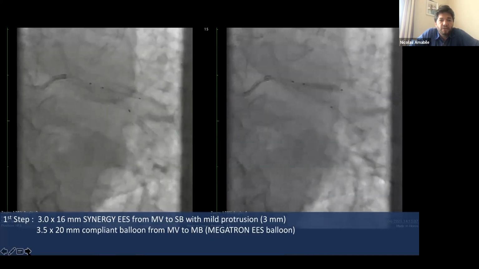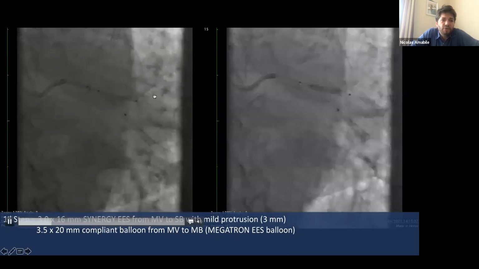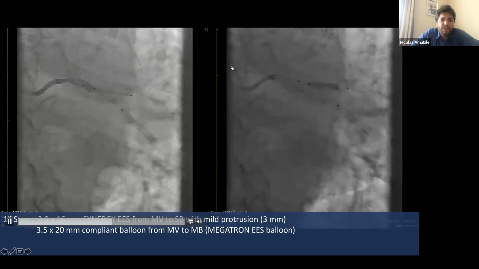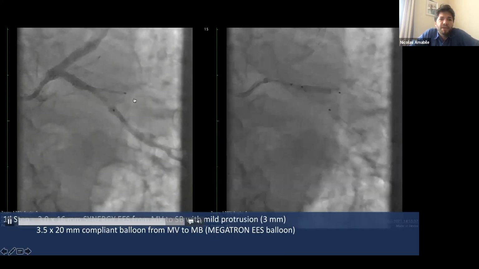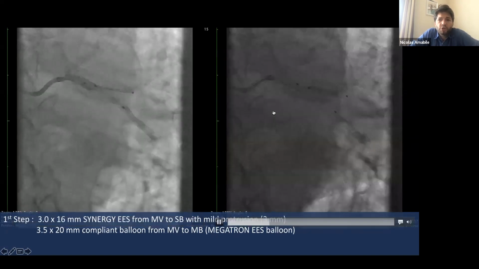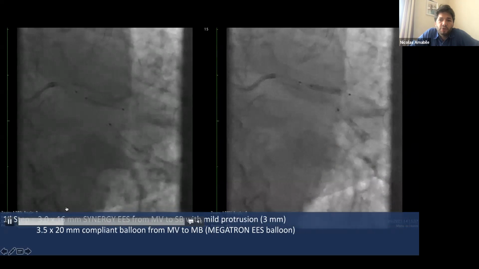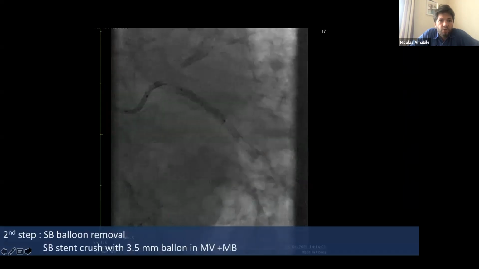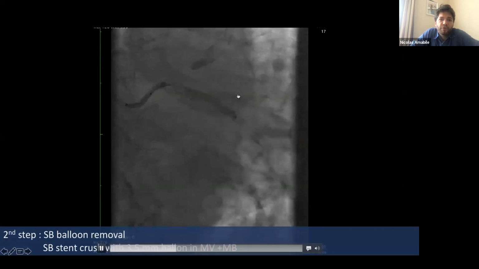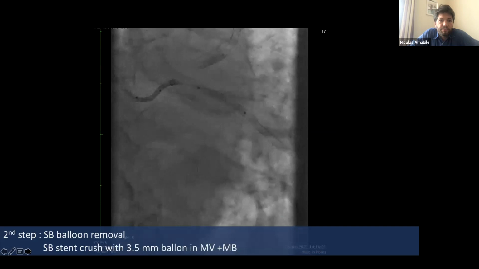And then comes maybe the more challenging part. You first implant this stent from the main vessel to the side branch, and you only leave a very small protrusion, maybe 2 or 3 millimeters, and you already have your balloon ready from main vessel to main branch, ready to crush. So then the next step is to inflate your stent into the side branch, and you go for the crush. Of course, you need to remove the balloon from the side branch before crushing, otherwise that's going to be a mess. So we used the 3.5 balloon that was from the Megatron.